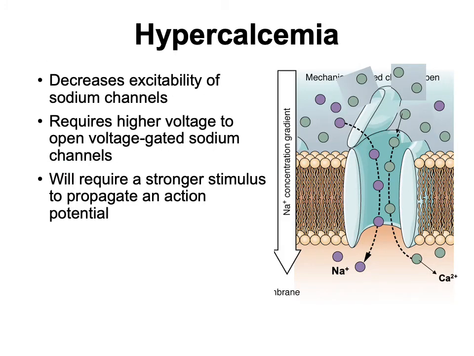Hypercalcemia will have the opposite effect. It decreases the excitability of sodium channels because you'll have a lot of calcium ions on the exterior surface of the voltage-gated sodium channel. So it will require a higher voltage to open these voltage-gated sodium channels. It will require a stronger stimulus to propagate the action potential.